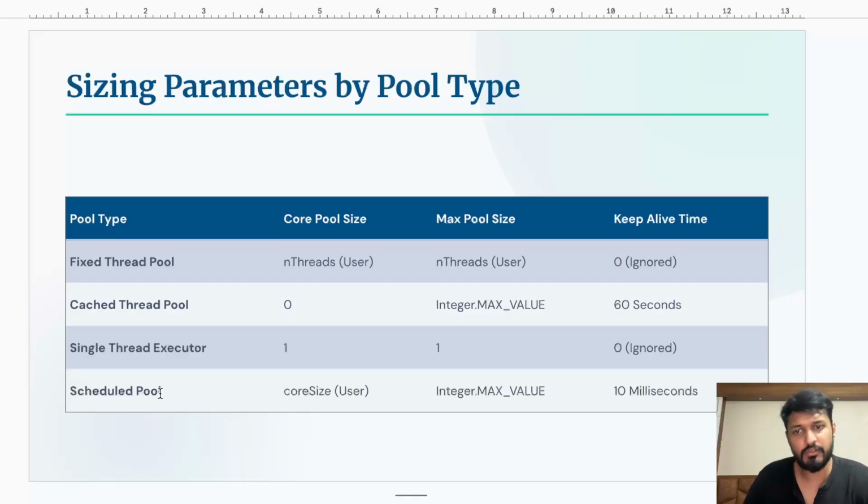Correct? For scheduled thread pool, the core pool size is whatever size the user passes, and again the max pool size can go up to the max value of integer. And here the default implementation in Java has keep alive time as 10 milliseconds. Now you don't need to memorize this. These are intuitive if you know how exactly these pools work, which I have already explained in my last video, and I will link the video here as well.